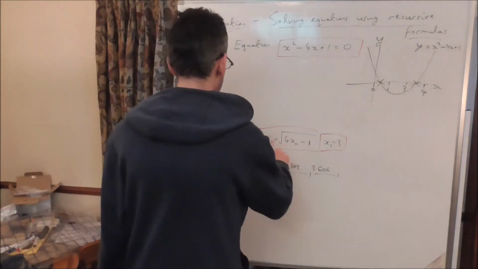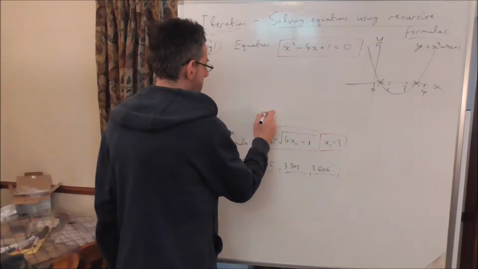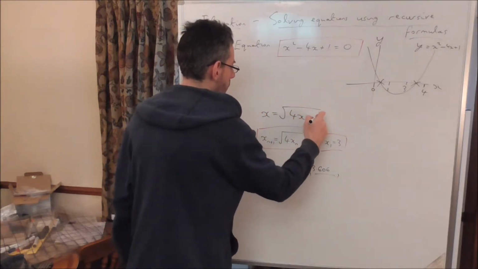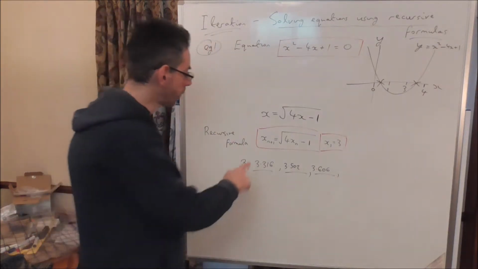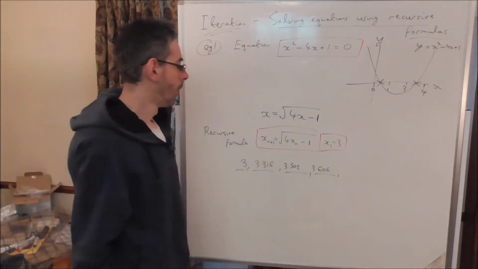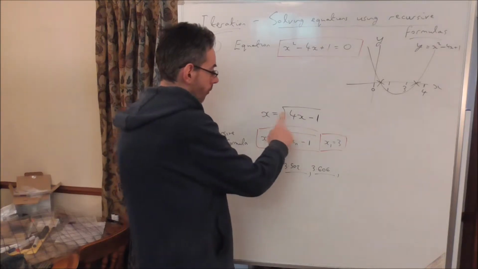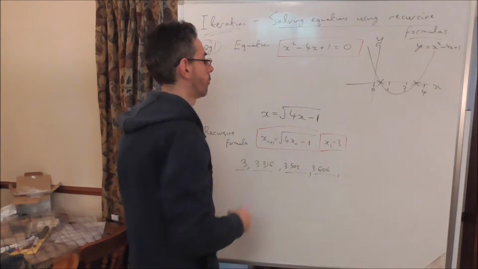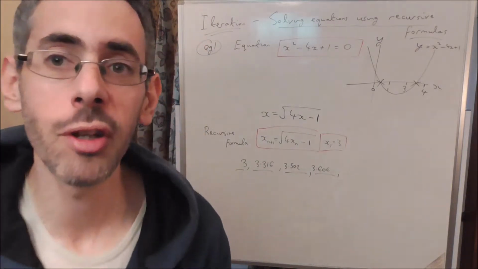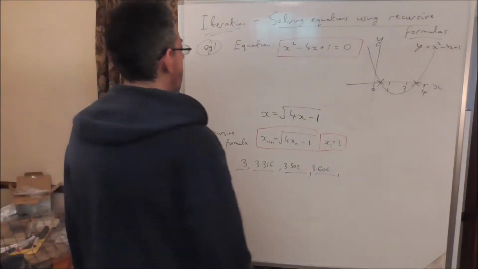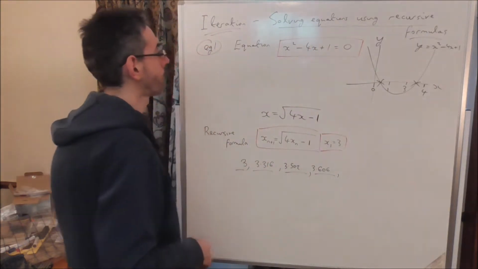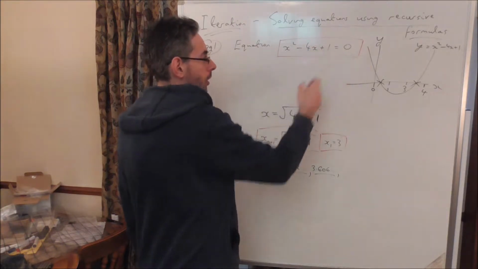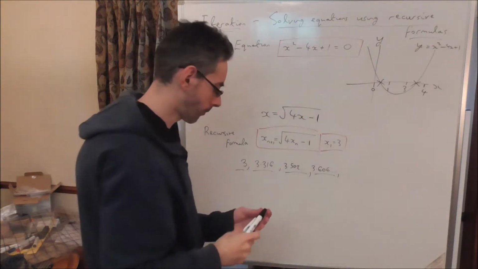Well, this recursive formula is actually based on this equation. X equals the square root of 4x minus 1. All I've done is remove the n plus 1 and the n. So this recursive formula is based on this equation. This equation is that equation. It's just this equation rearranged. You might be able to see how to do that. Can you see how to rearrange this equation to this form? Well, you've got to basically move these terms over to the other side and then square root.